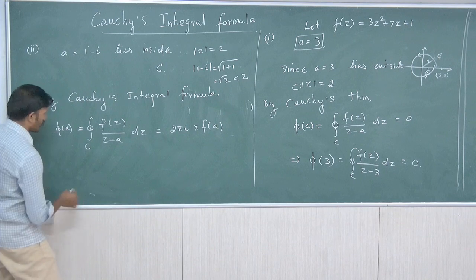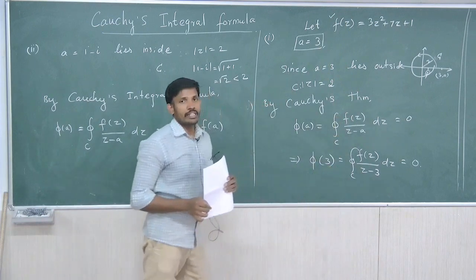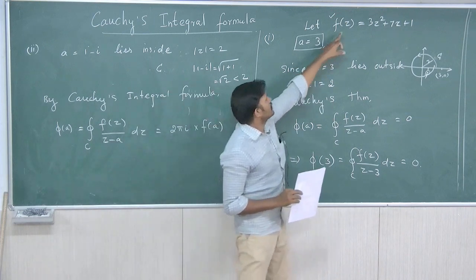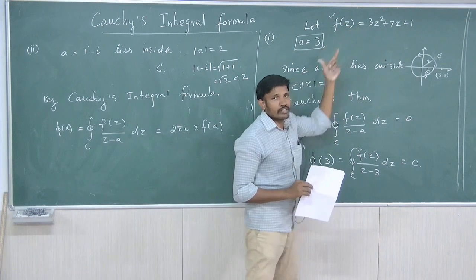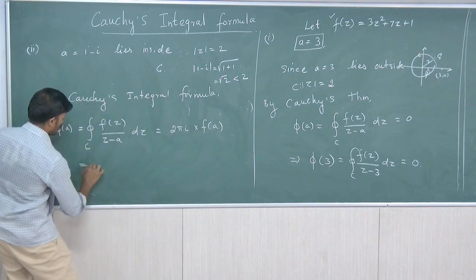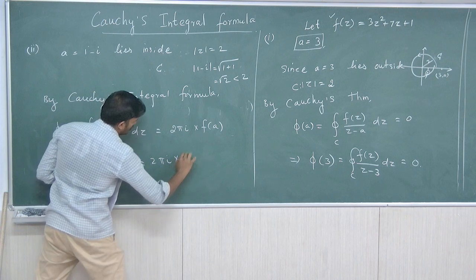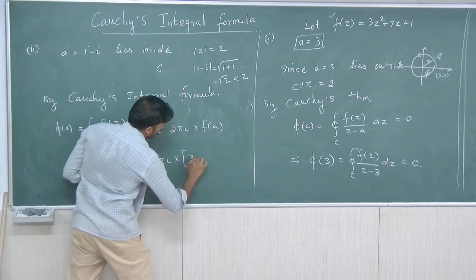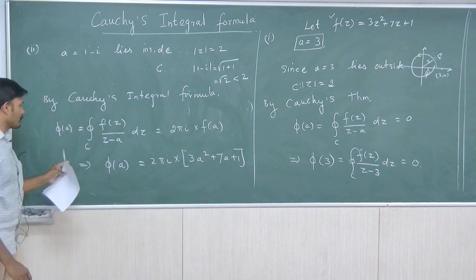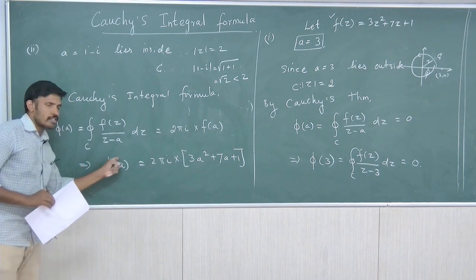So here already you know f of z is 3z square plus 7z plus 1. You can replace z by A, you may get the value f of A. Try to substitute. So you can equate phi of A equal to 2 pi I into 3a square plus 7a plus 1, right? So it is phi of A.